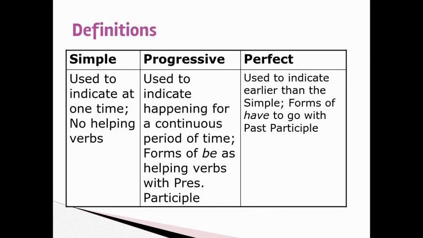One more verb tense we'll talk about today, and that is perfect tense. The perfect tense is used to indicate a time that's earlier than the simple. The perfect tense is formed with have going with the past participle.